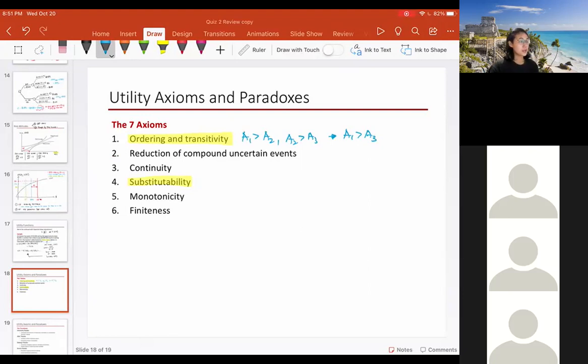Okay. And then for reduction, this is your aversion to ambiguity. You can think about it as aversion to ambiguity.